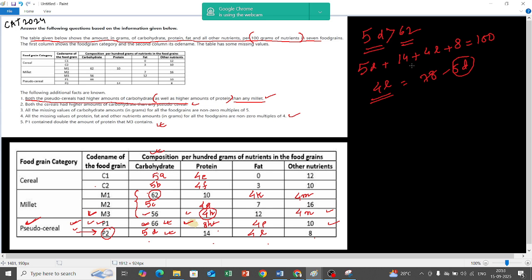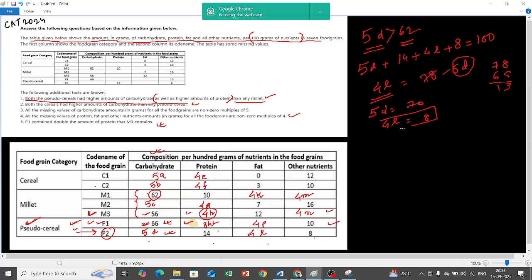See, what are the different multiples of 5 I can get which is more than 62? 5D can be 65. But if 5D is 65, then 78 minus 65 is what? 13. 13 is not a multiple of 4. So 5D has to be 70. Then 4L is going to be 8.